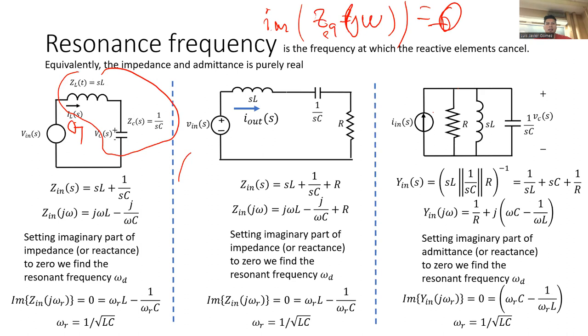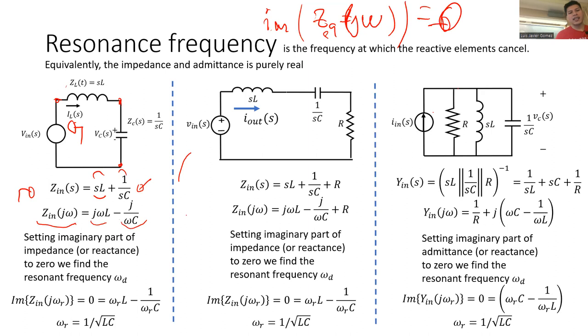And so what that means is that the reactive elements cancel. If you look at this first circuit here, the input impedance is just an inductor in series with a capacitor. In terms of s, it's just sL plus 1 over sC. When you evaluate it in terms of frequency, it's just jωL minus j over ωC.